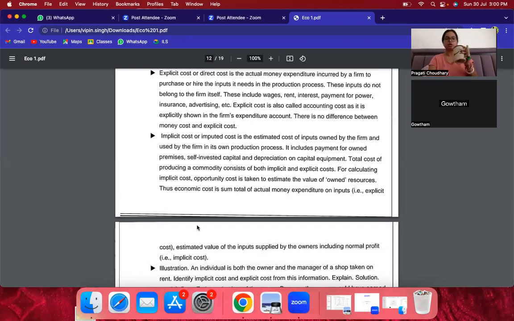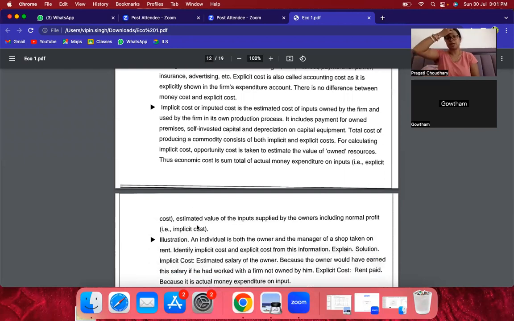Now it's saying the economic cost is the sum total of actual money expenditure on inputs, explicit cost, plus the estimated value of the input supplied by the owners, including normal profits. One minute. So what is the economic cost? Economic cost is the sum total of actual money expenditure on inputs, meaning explicit cost plus implicit cost. So if someone is asking what is economic cost, it is the summation of explicit and implicit cost. That's it. Okay.